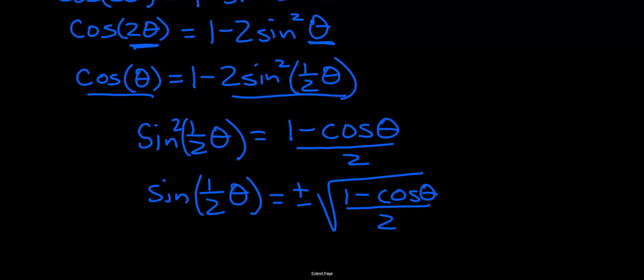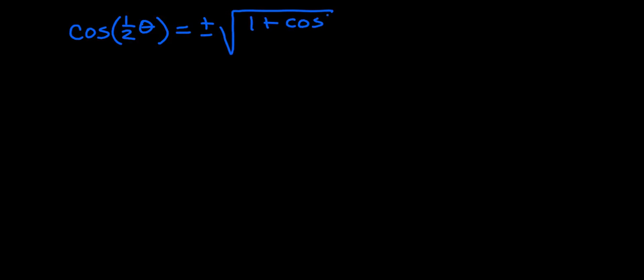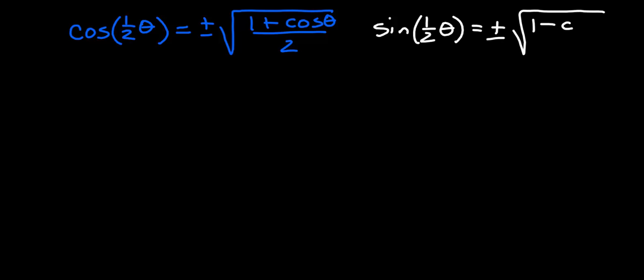So now let's take note of what we have here. We have cosine 1/2 theta equals plus or minus the square root of 1 plus cosine theta over 2. And the sine one is like it. We've got sine 1/2 theta is plus or minus the square root of 1 minus cosine theta over 2. So there are two formulas for half angles.